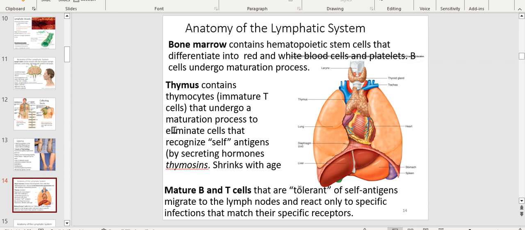The anatomy of the lymph system, you've got the bone marrow.